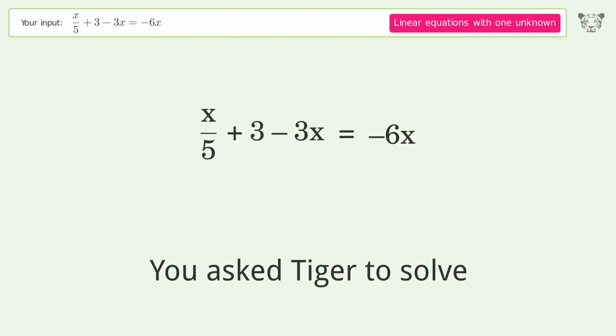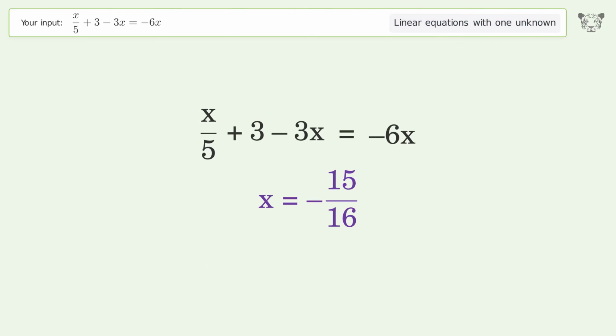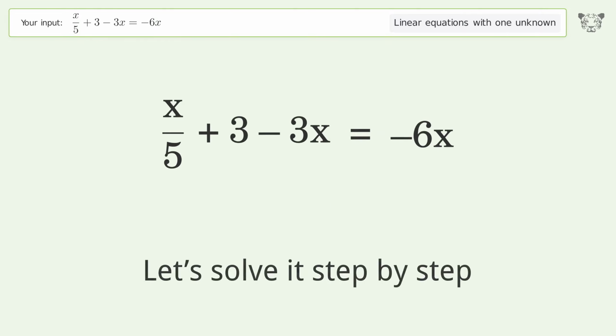You ask Tiger to solve. This deals with linear equations with one unknown. The final result is x equals -15/16. Let's solve it step by step.